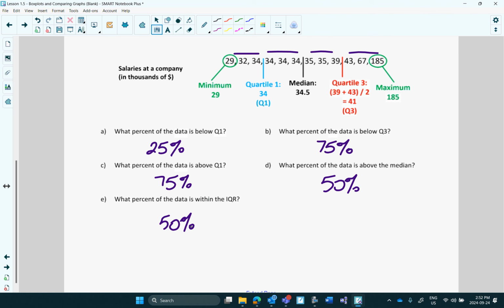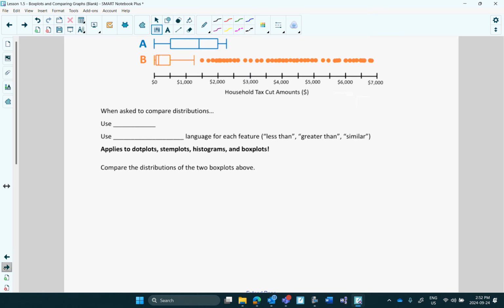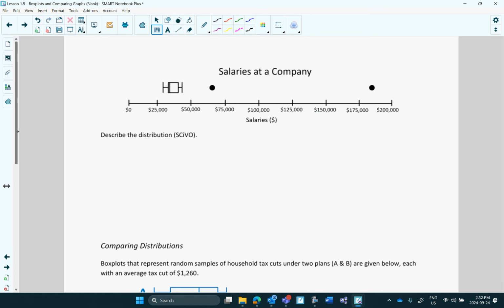Be familiar with the percentages above and below or between 5-number summary values. So here's a different example of a box plot that actually has some numbers, and this is a box plot of the salaries. And we calculated one of the outliers was 67,000, another one was the 185, I think it was.